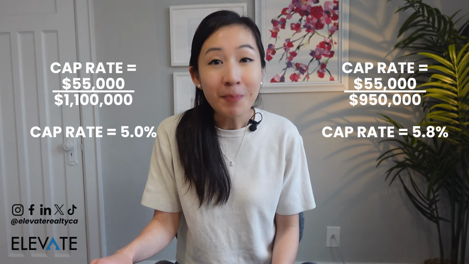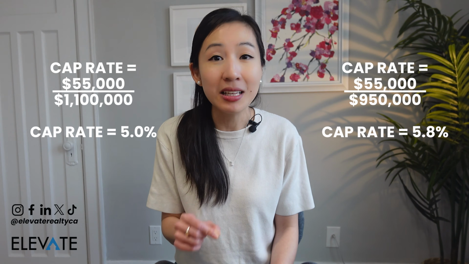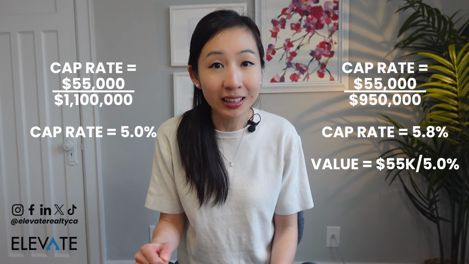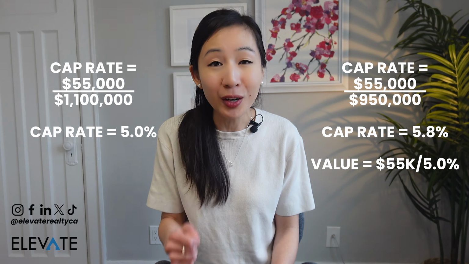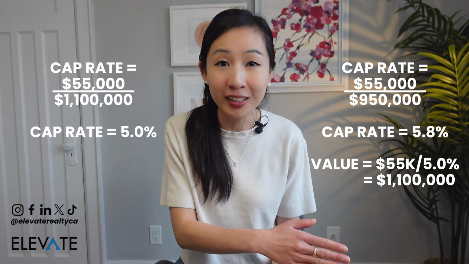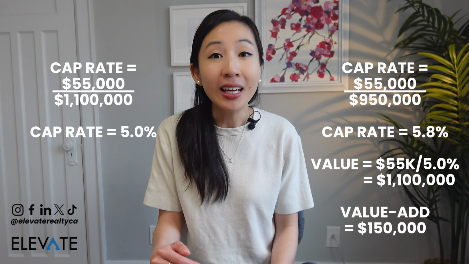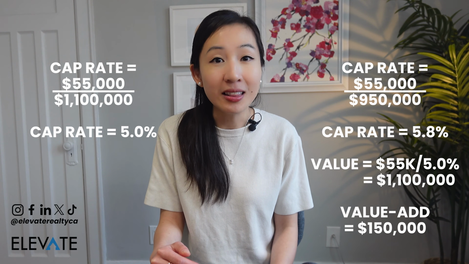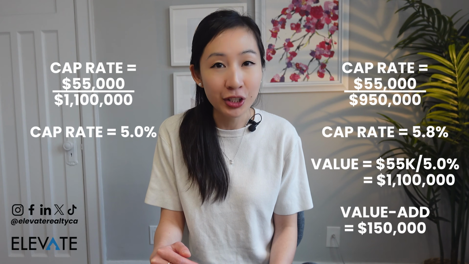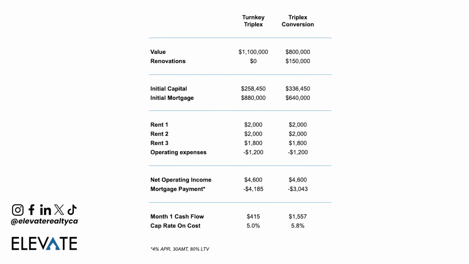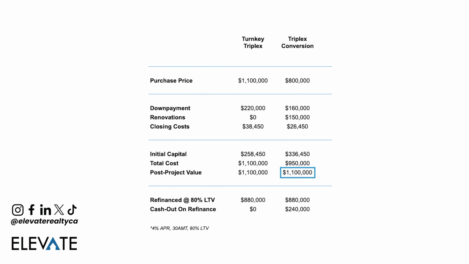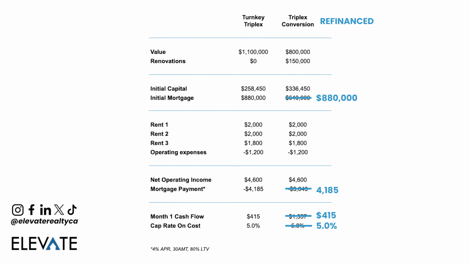But that's not all. Because the market cap rate is 5%, when you back calculate the value of your property, it's actually worth $1.1 million, just like the turnkey one. And that means you just added $150,000 in value through renovations. And this is what we call value add appreciation. So if you hold it without refinancing, you would get better cash flow. If you do refinance at the value of $1.1 million, you can pull out some of that extra value that you built, but your cash flow does come down.